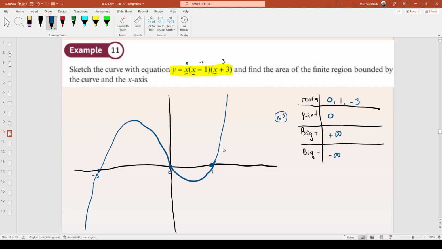Shaboosh, cubic legends. Now, here's the thing. I want the area, right? But there's two areas. There's this area here, A, and B. One's above the axis, A. One's below the axis, B.